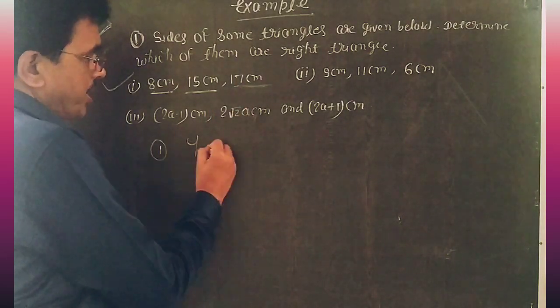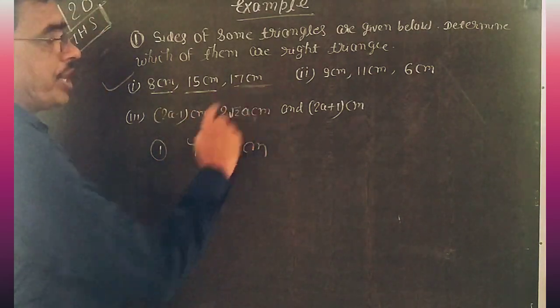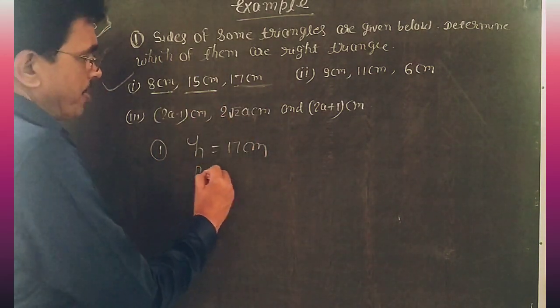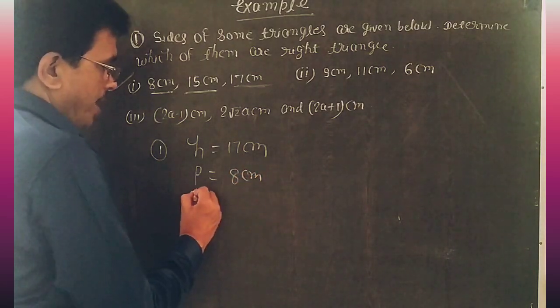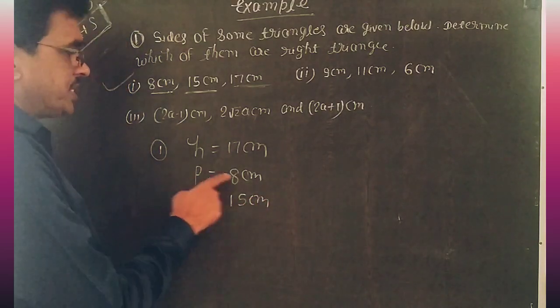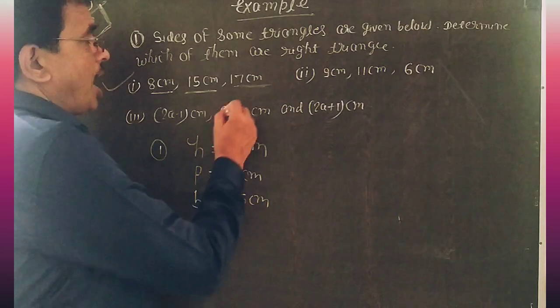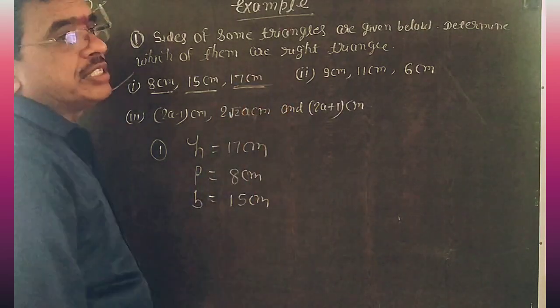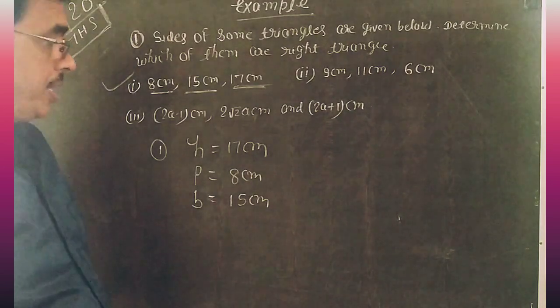In the first question, 17 cm is the hypotenuse because it is the longest, and the other two are perpendicular and base. Perpendicular is 8 cm and base is 15 cm. If we write base as 8 cm and perpendicular as 15 cm, no problem, but the hypotenuse is compulsorily 17 cm because the hypotenuse is the longest side of the triangle.